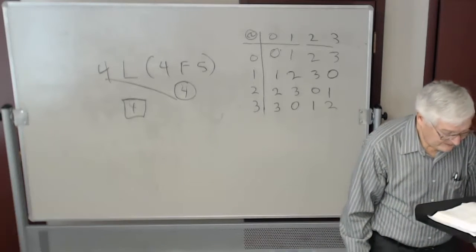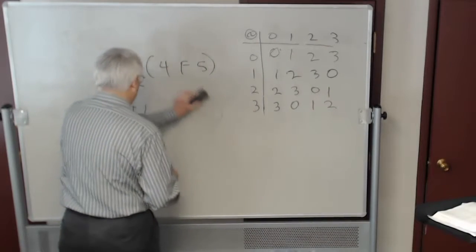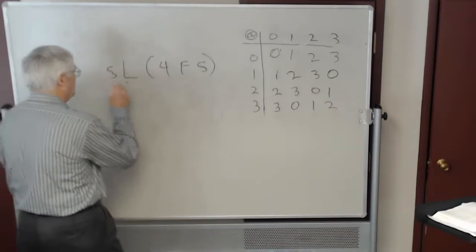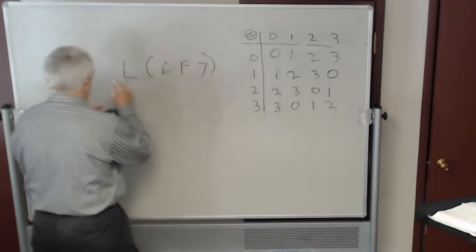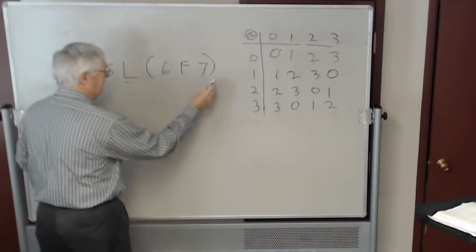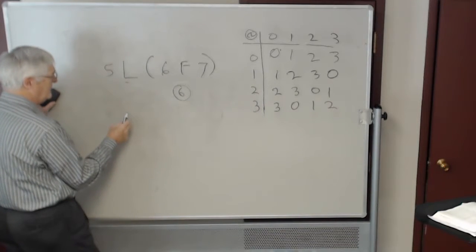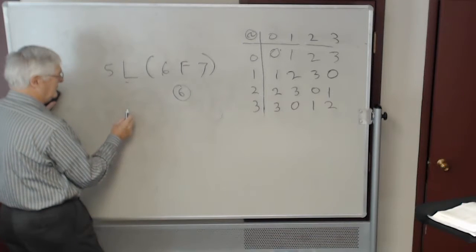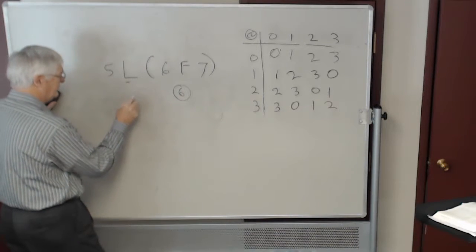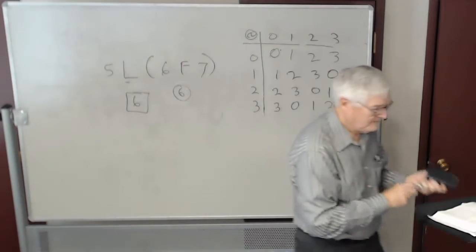So 30B, 5L, 6F7. What's 6F7? 6. And what's 5L 6? Pick the larger one. 6. Everybody follow what's going on? Good.